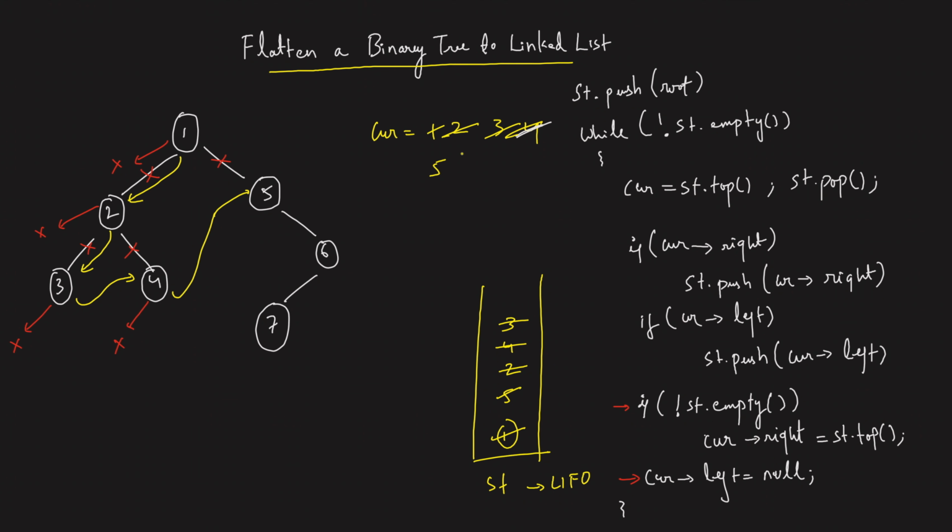So once you've done for 4, it's time that you take out 5. So next time it's 5. 5 says, I have a right, that's 6. But I don't have a left. Okay. Next, 5's right points to 6. And 5's left, that's null.